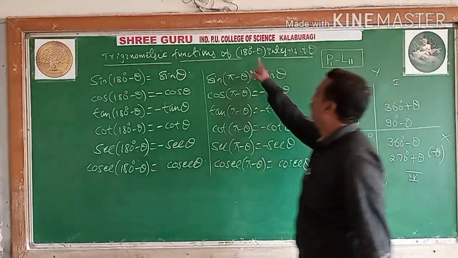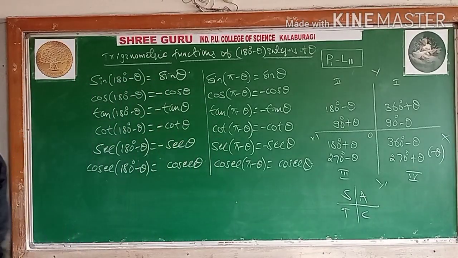So this is about 180 degree minus theta. Similarly, we will calculate the remaining allied angles also.